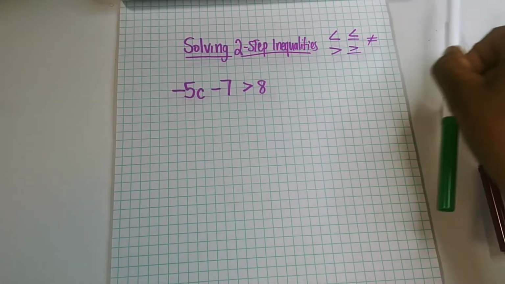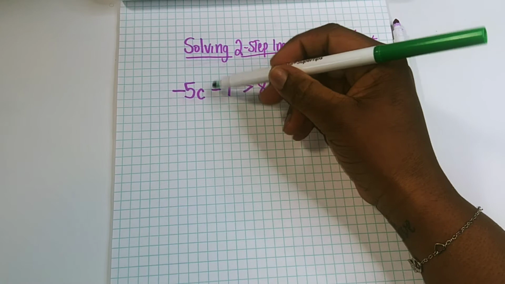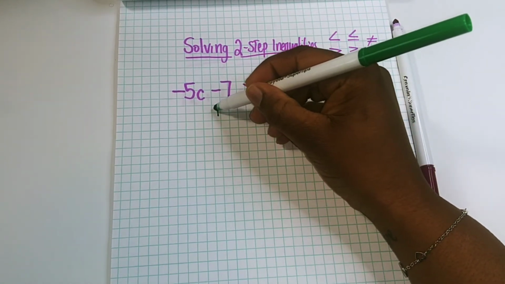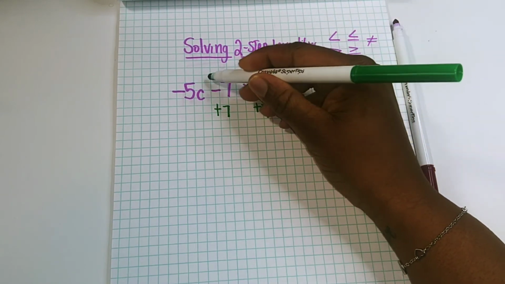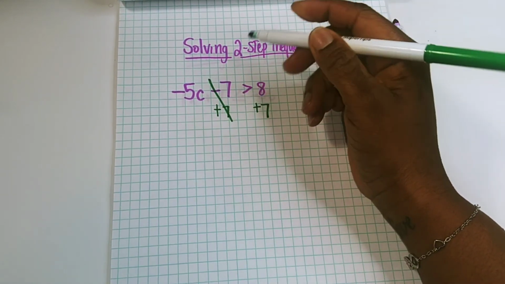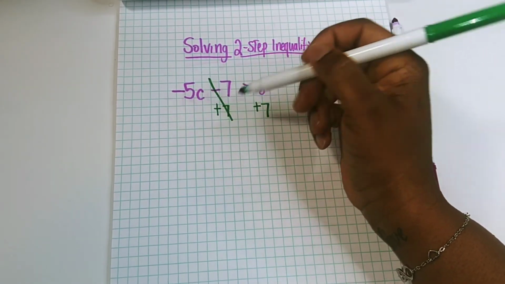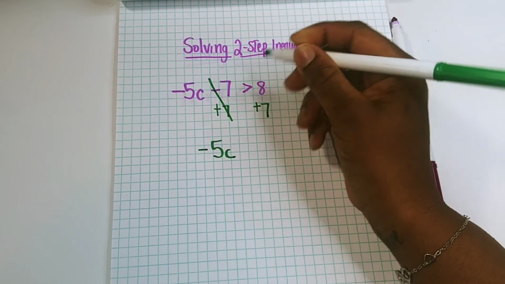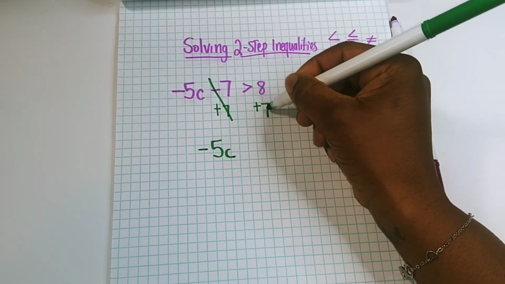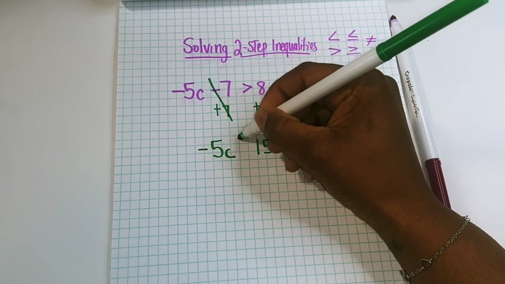Negative 5c minus 7 is greater than 8. I need to get rid of this whole number first by doing the inverse, which is a positive 7 on the left, positive 7 on the right. Negative 7 and positive 7 equals 0. Those are additive inverses. On the left side of this inequality, I'm left with negative 5c. On the right side, 8 plus 7 is 15. And I'm going to drop this symbol right down.